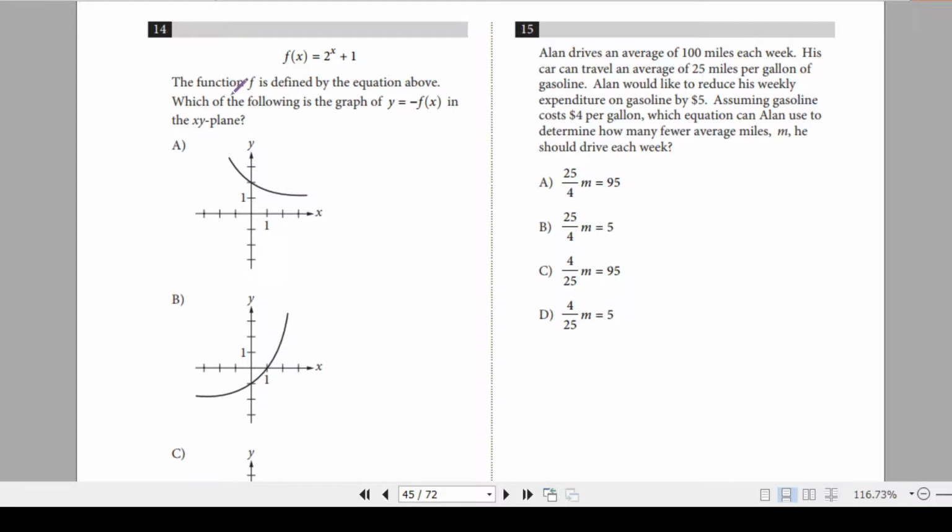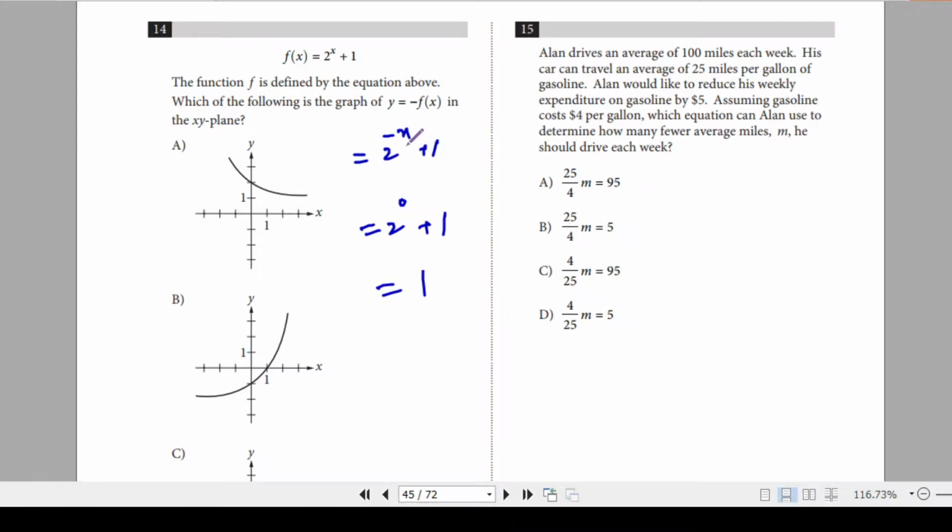But the question says the function f is defined by the equation above. Which of the following is the graph of y is equal to negative f of x in the xy plane? Because this is a growth function, upward, but this is not a growth function. This will be a declining function. When you put it negative here, that will be 2 power minus x plus 1. It means the function is decreasing.